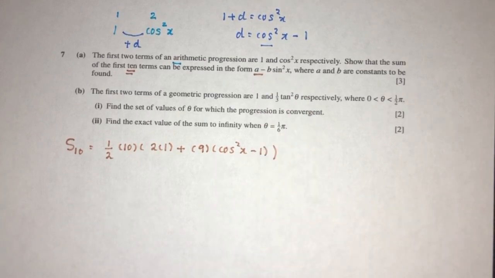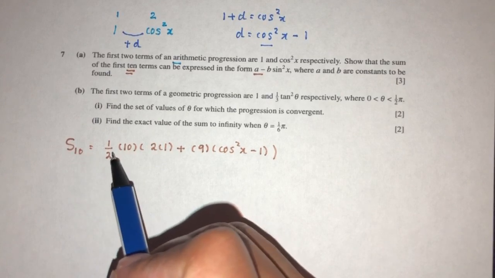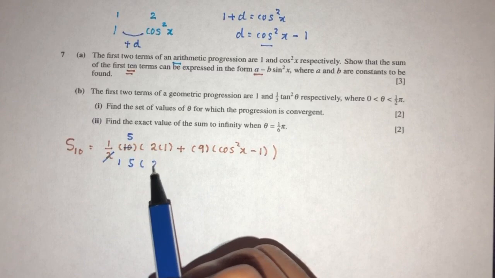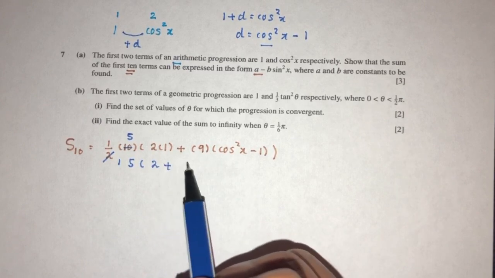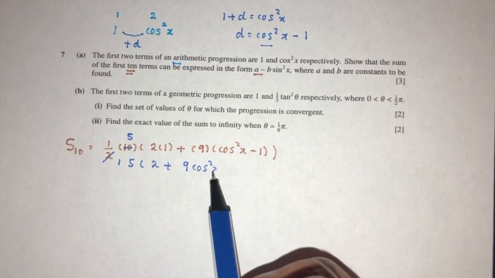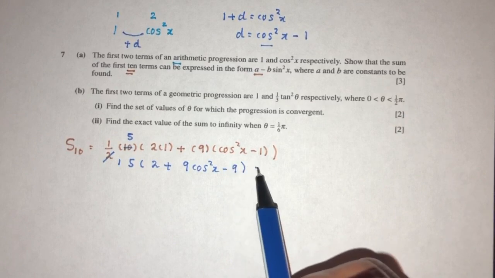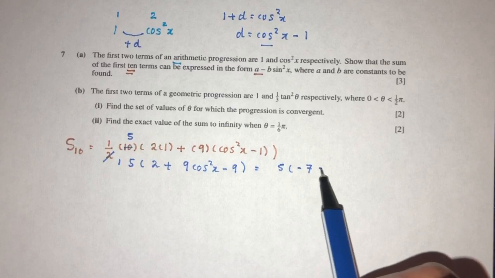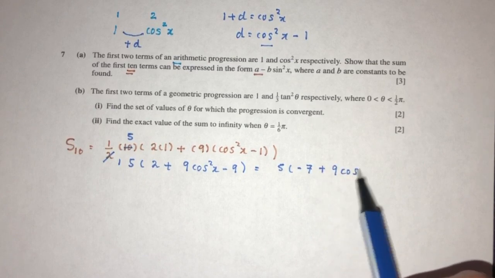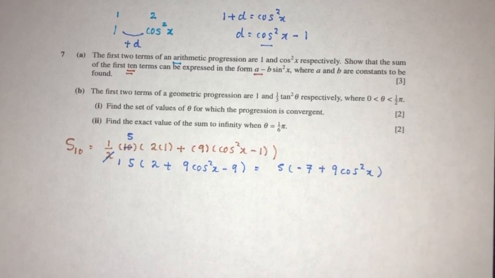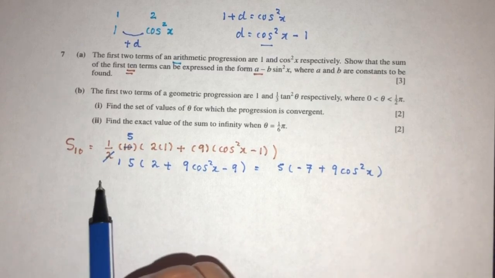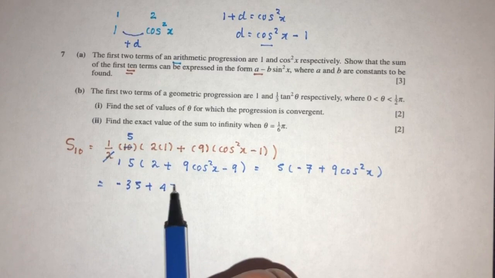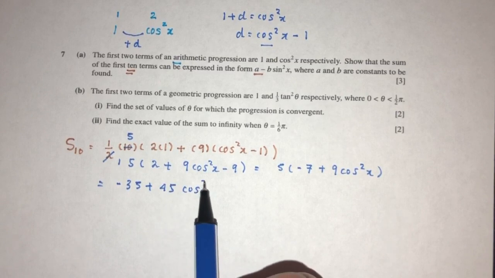So step by step. At first we can simplify this. The 2 goes away. Here we have 5. So 5 times (2 plus 9 cos squared x minus 9). That will be 5 times (minus 7 plus 9 cos squared x). Right. Now we can try to expand. Why not? That will be minus 35 plus 45 cos squared x.